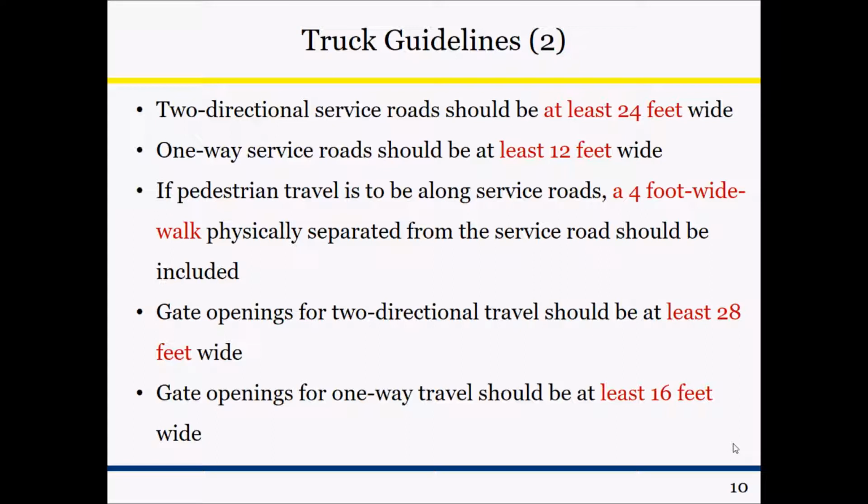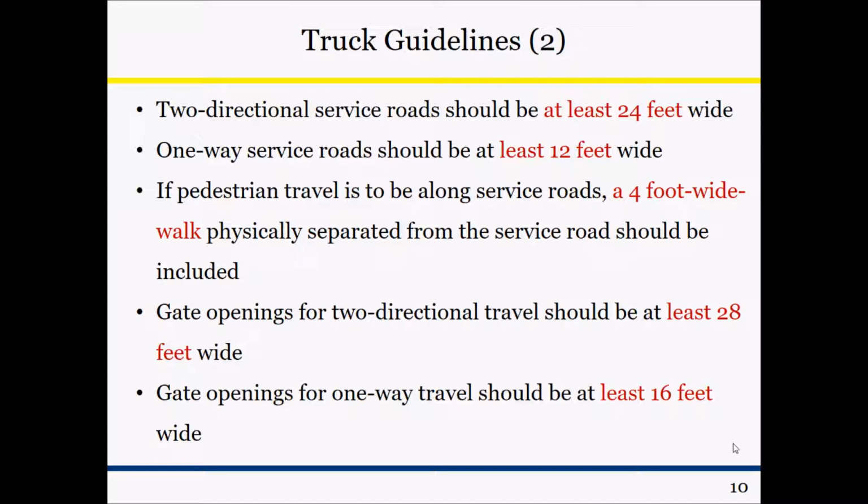And here is the first guideline: associate the width of the road. Two directional service roads should be at least 24 feet wide, and a one way service road should be at least 12 feet wide, which is half of the width of the two directional service road. And if you have pedestrians, you have to add 4 feet, you have to have a 4 foot wide walk. In other words, you have to add 4 feet to the existing service roadway.